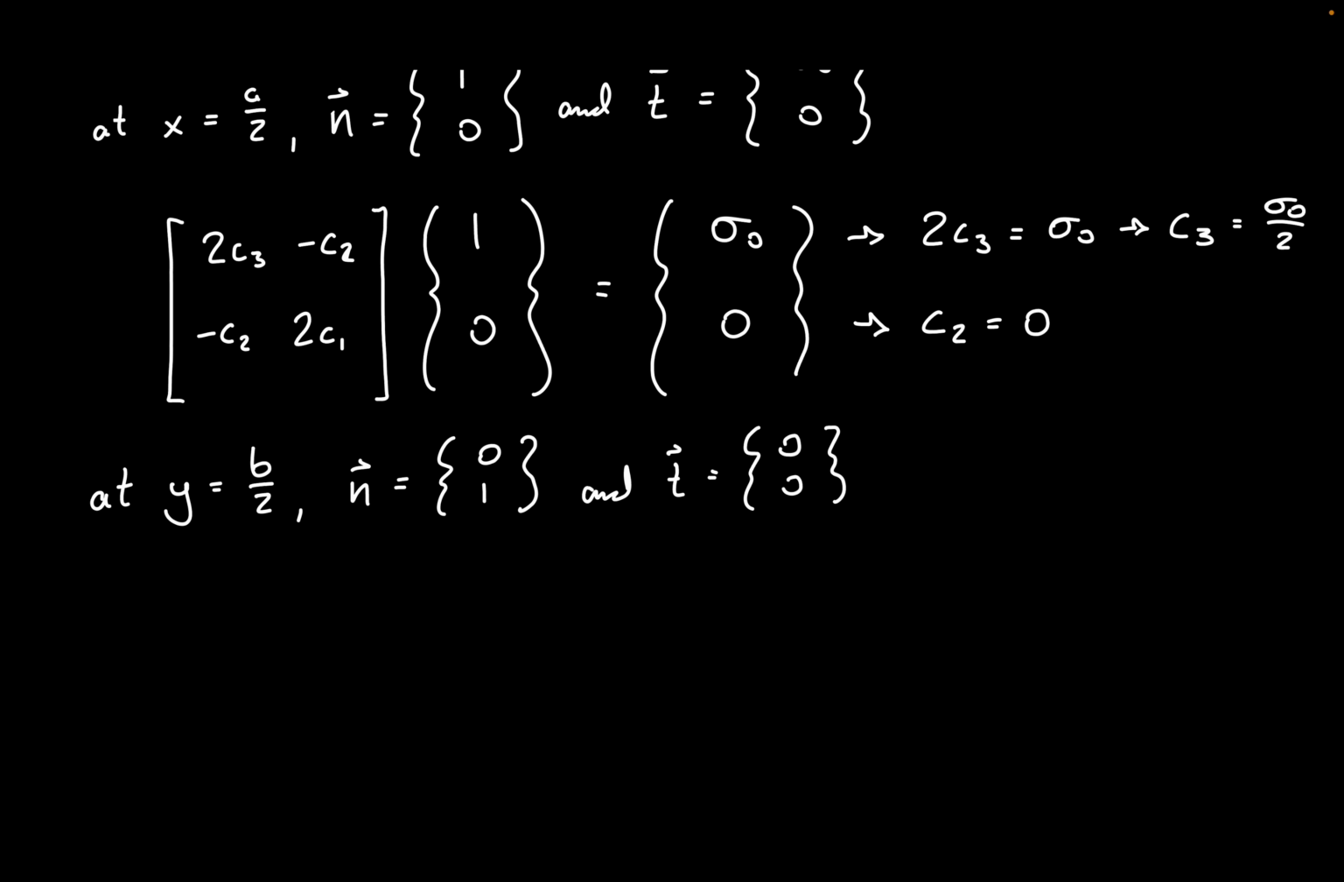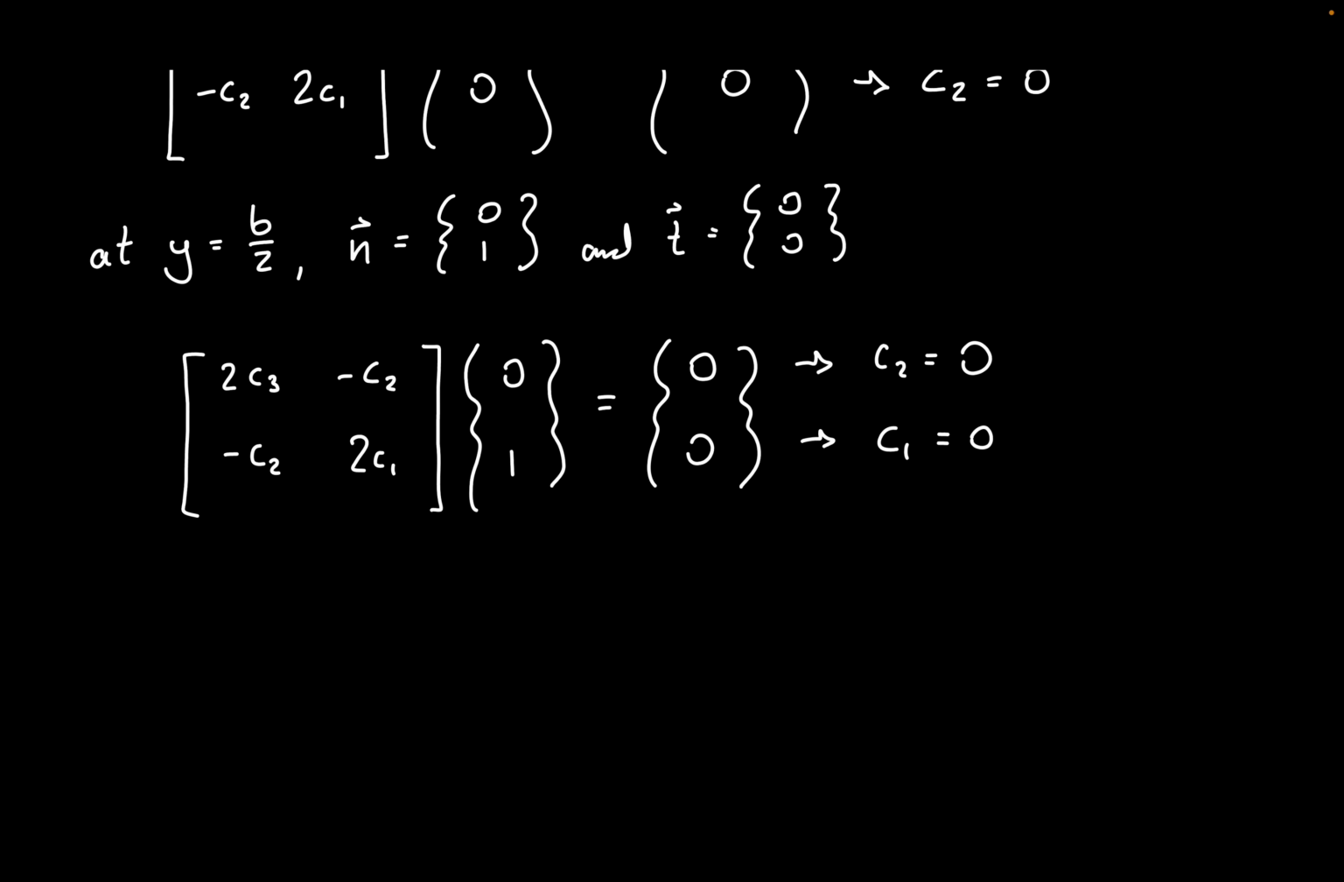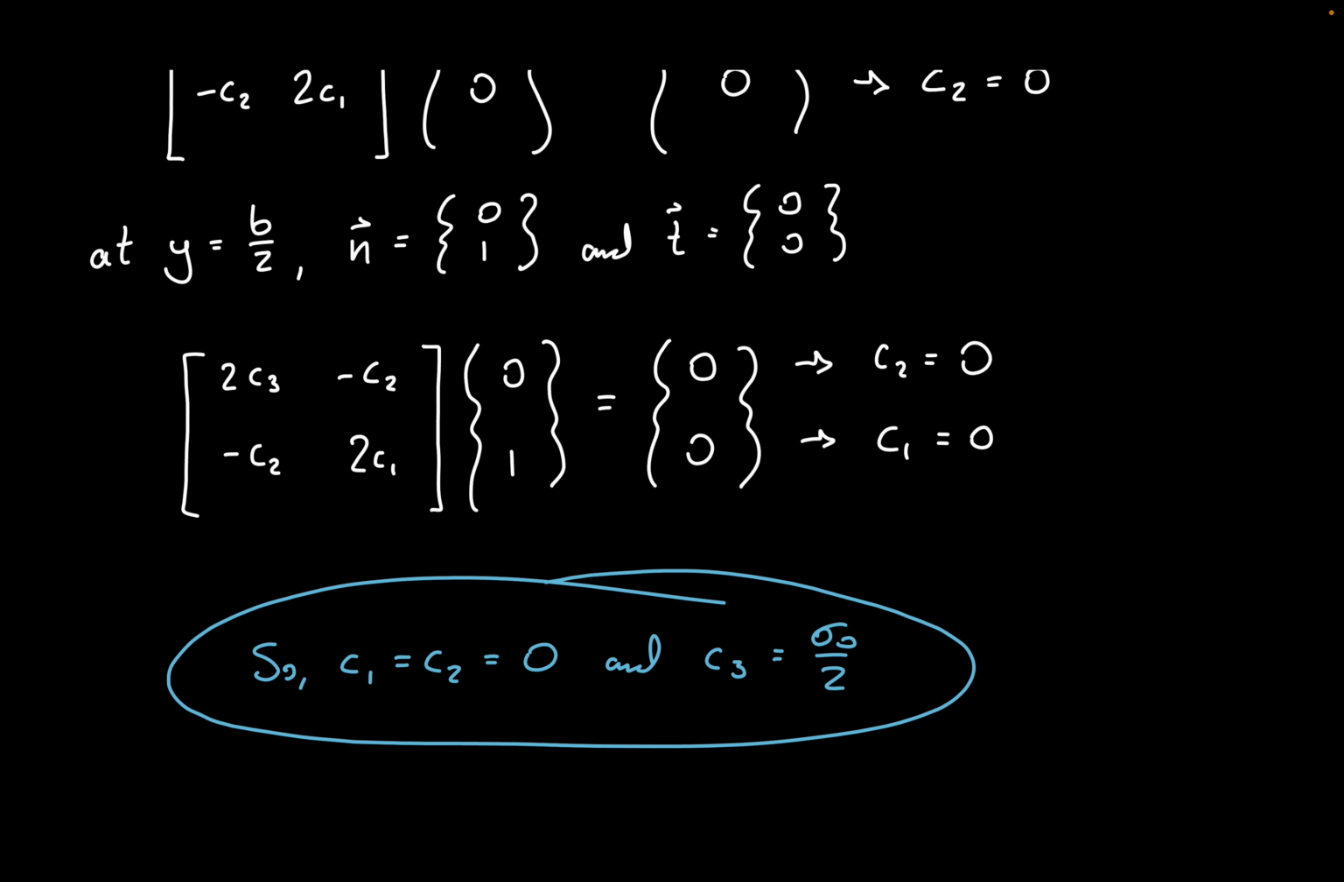So now we can write a similar format for Cauchy's equation as before. So we have the 2c3, minus c2, minus c2, and 2c1. Then we'll write the normal vector, 0, 1, and then we'll set that equal to the traction vector, which is 0, 0. So with the top row, we get that c2 is equal to 0. And with the bottom row, we get that c1 is equal to 0. So we can conclude that c1 is equal to c2 equal to 0, and c3 is equal to sigma naught divided by 2. So now we have all of our coefficients for the Airy stress function.